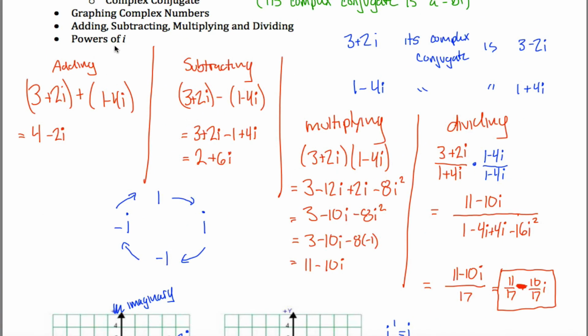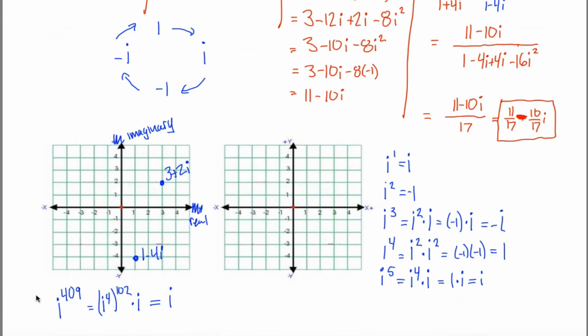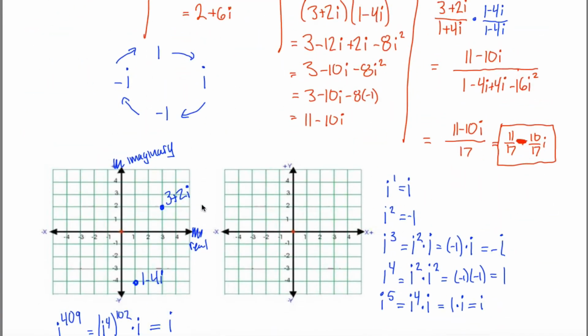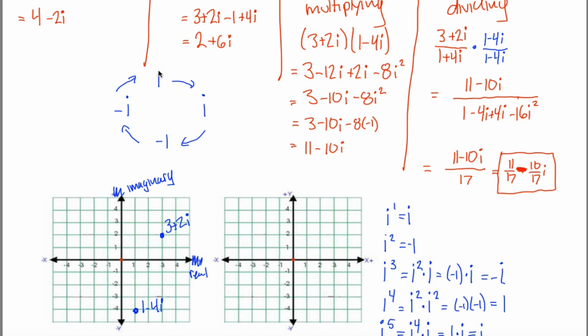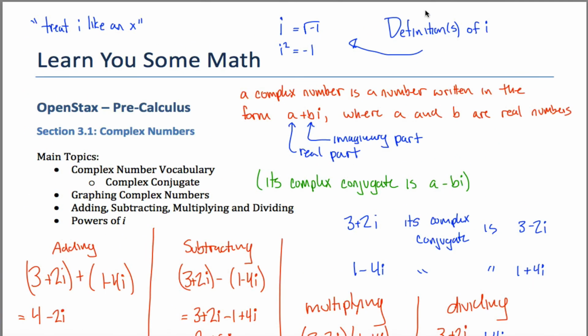Anytime you're multiplying powers of i, you can figure it out either with logic like this, or if the exponent's small enough, just kind of counting your way around this cycle right here. I think I'll end this video here.